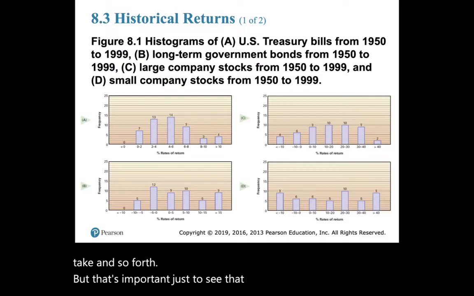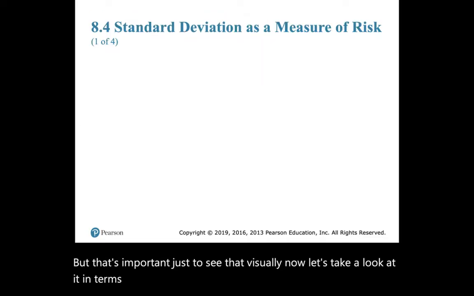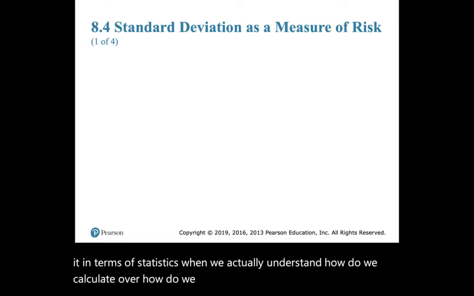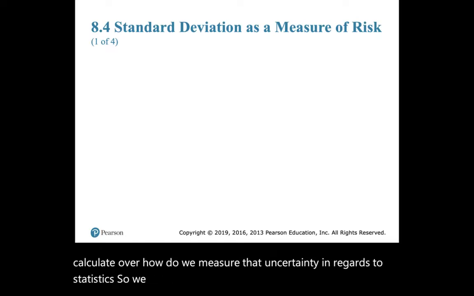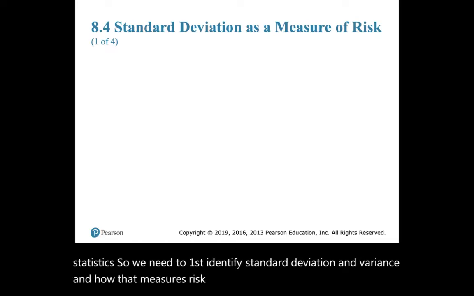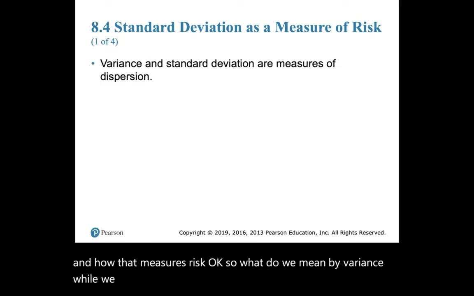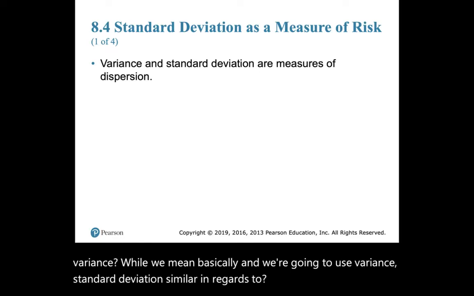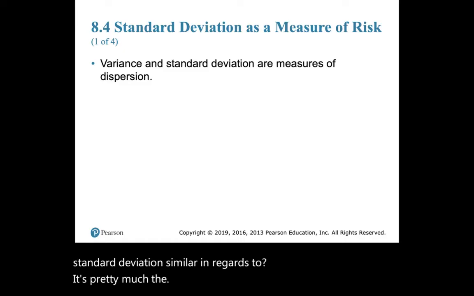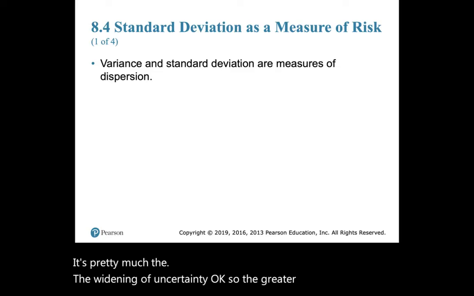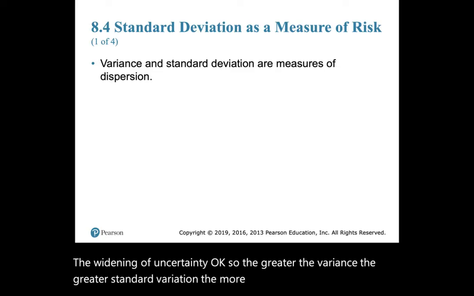Now let's take a look at it in terms of statistics, when we actually understand how we calculate or how we measure that uncertainty. So we need to first identify standard deviation and variance and how that measures risk. So what do we mean by variance? Well, we're going to use variance and standard deviation similarly, and it's pretty much the widening of uncertainty. So the greater the variance, the greater the standard deviation, the more uncertainty. That's what we're measuring.